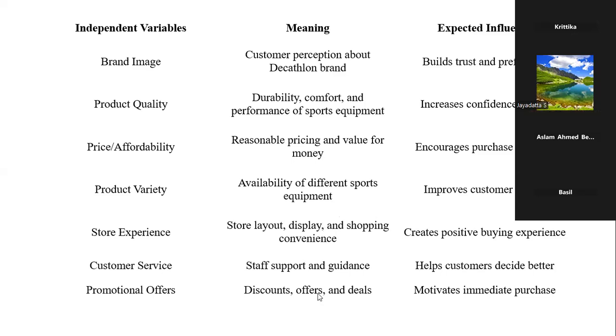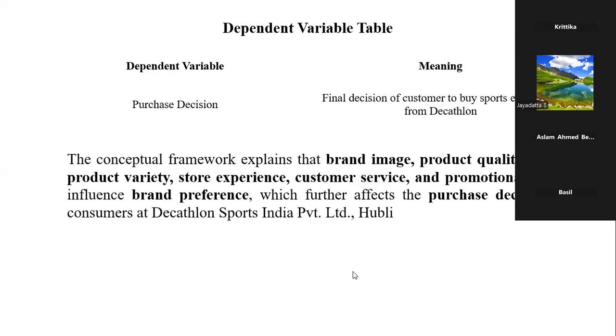Product variety, availability of different sports equipment, improves the customer choice. Store experience, if you can try it now, talks about store layout, display and shopping convenience, which creates a positive buying experience. Customer service, for that matter, staff support and guidance, will always help customers decide better. Promotional offers like discounts, offers and deals motivate the immediate purchase also. So what is the dependent variable which can be considered? There will be only one dependent variable, which is purchase decision.